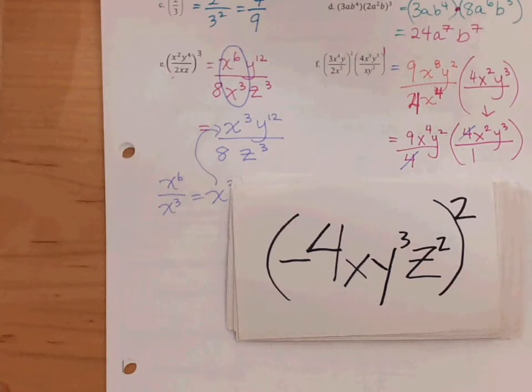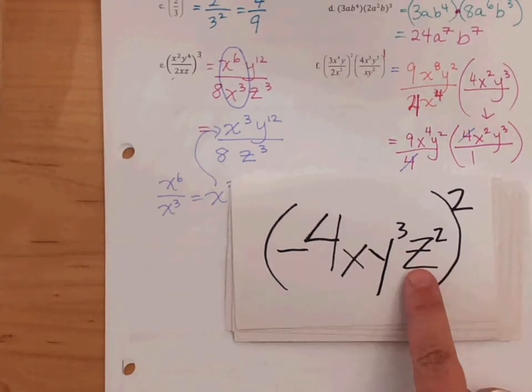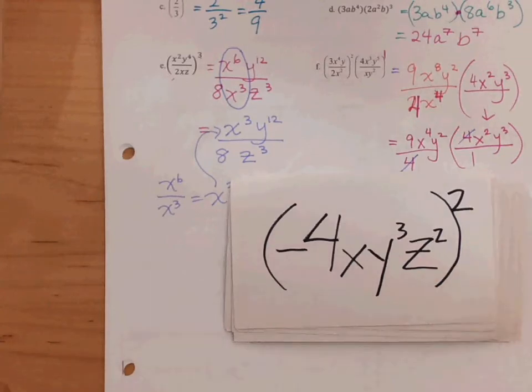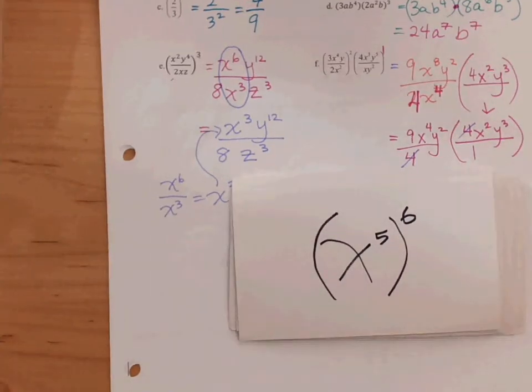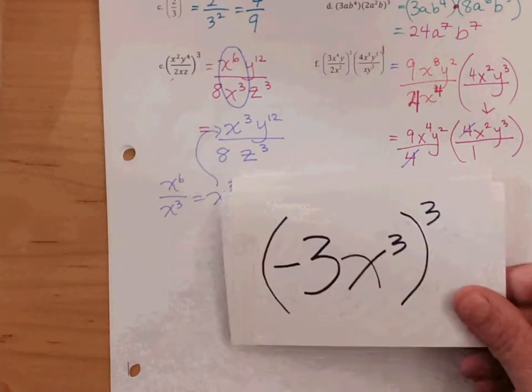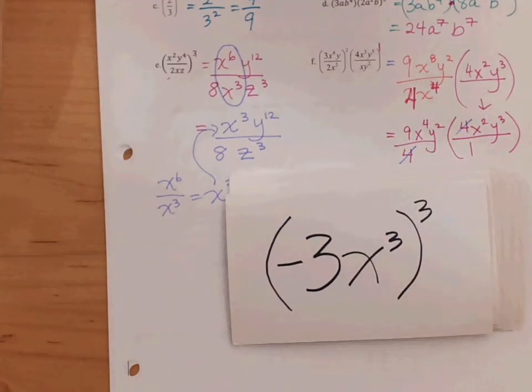16 x squared, y to the 6, z to the 4th. It's supposed to be 4th. Well, that's a 2. That's why I put the cross through the z so it doesn't get confused with the 2. What about this one? No. X to the 30th. Okay. There's a lot of 3's in this problem. Negative 27 x to the 9th.